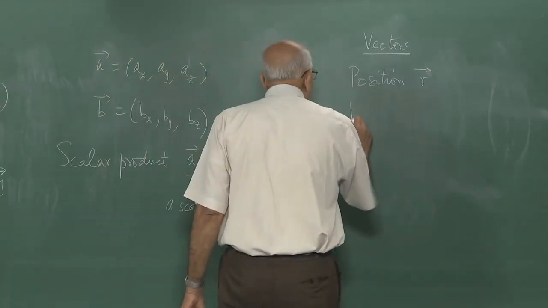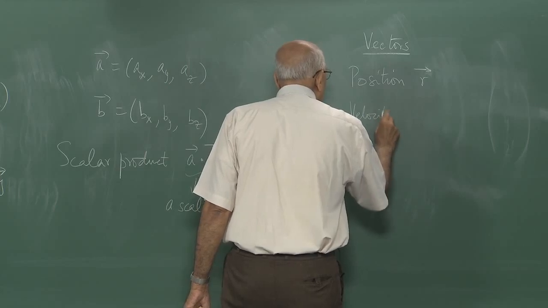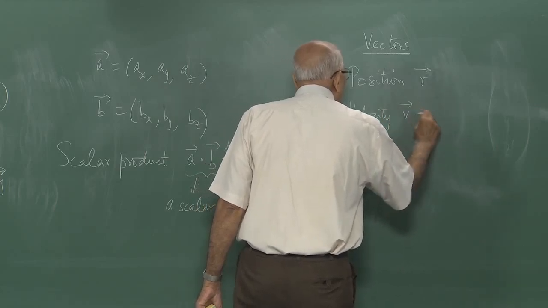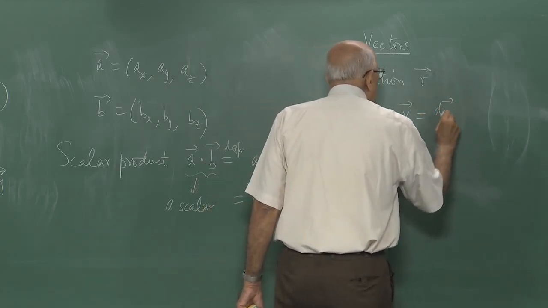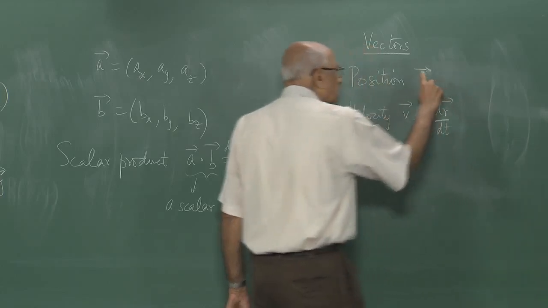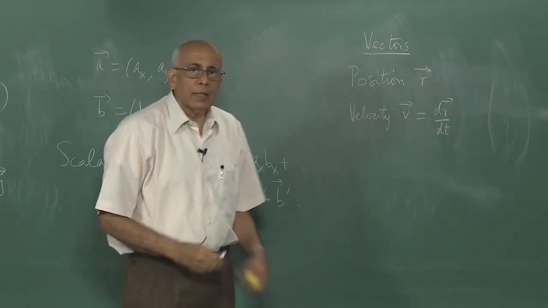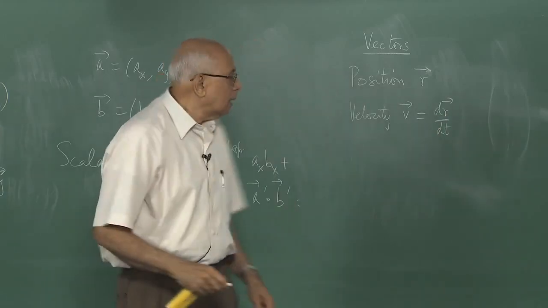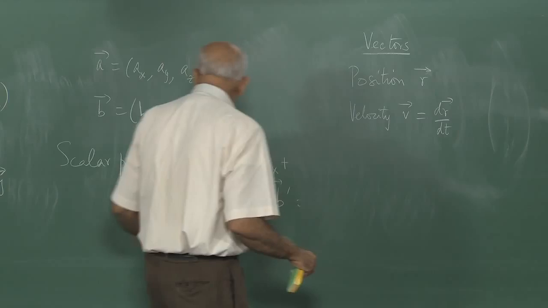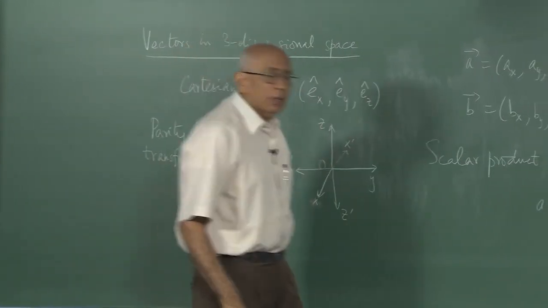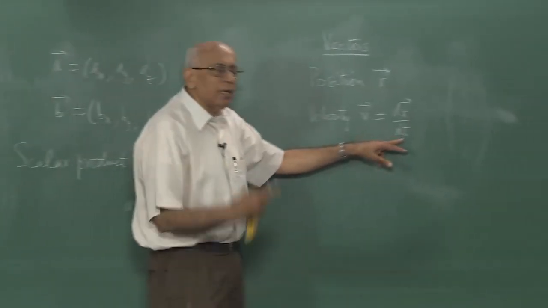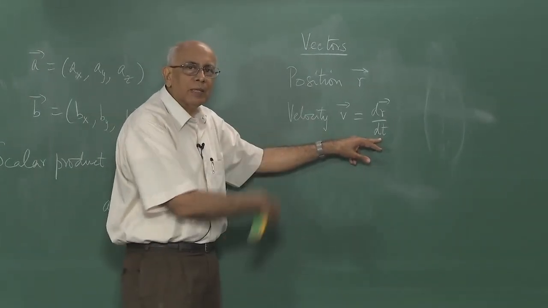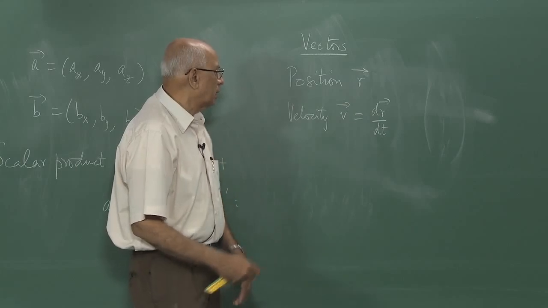Then the velocity, let us look at some physical quantities. Velocity v is equal to dr over dt, the rate of change of this position with respect to time, and there is an r here, so it is obviously a vector once again. It is also a vector in the same sense under parity that the position is, because t does not get affected by changing x to minus x, y to minus y, etc. So that is a proper vector.